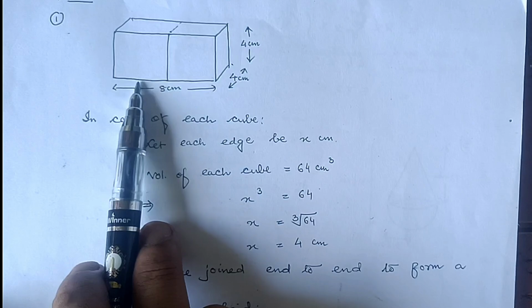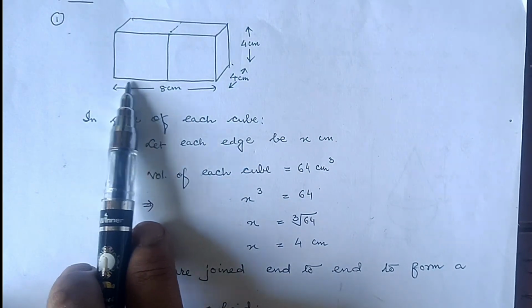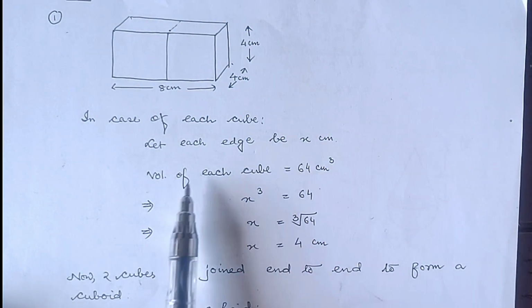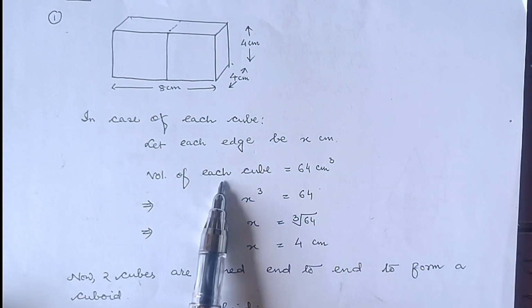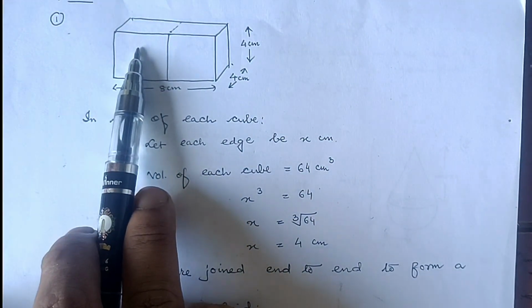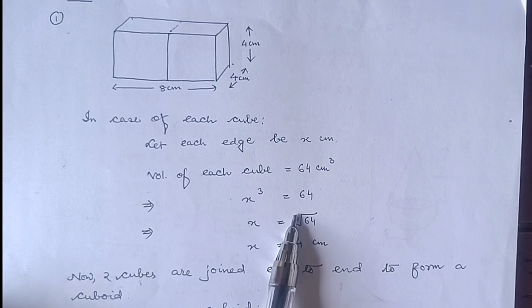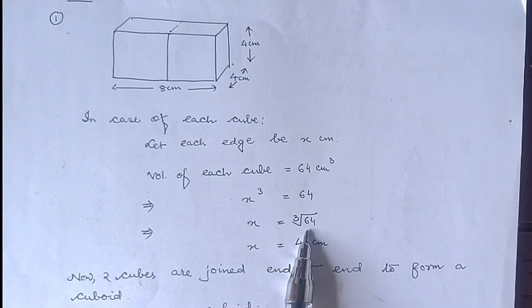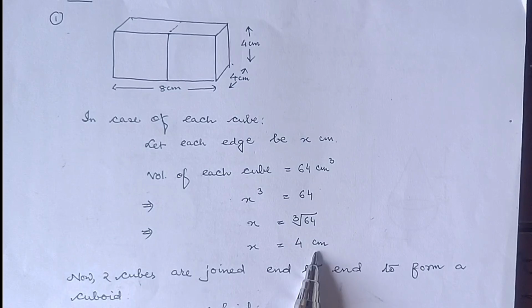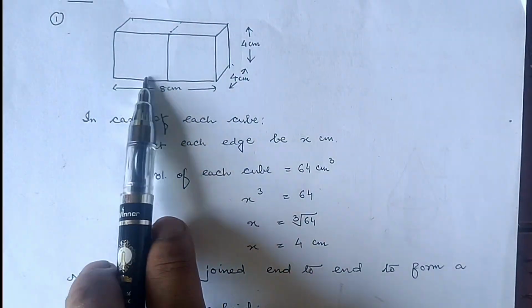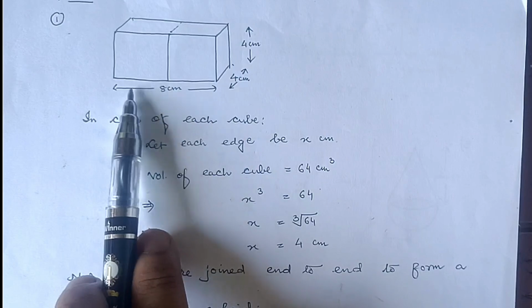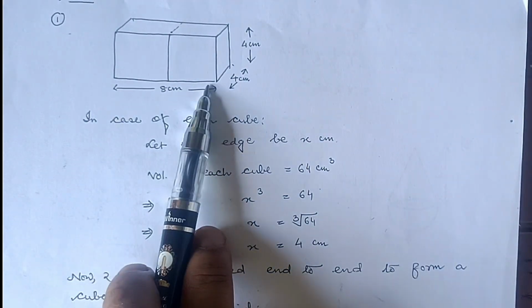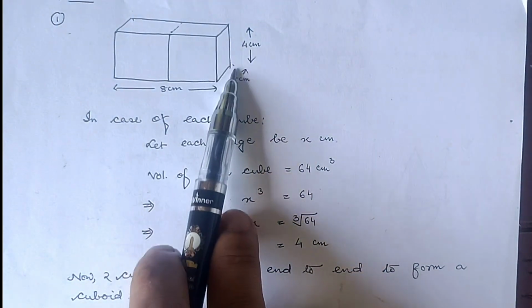Now in case of each cube, we can consider the side to be x centimeter. As given, volume of each cube is 64 centimeter cube, and we know volume of a cube is side cube, so x cube is 64. So x equals cube root of 64. 64 is 4 cube, so x equals 4. Now two cubes are placed side by side, so it forms a cuboid. Here length will be 4 plus 4, that is 8. Breadth will be 4, height also will be 4.